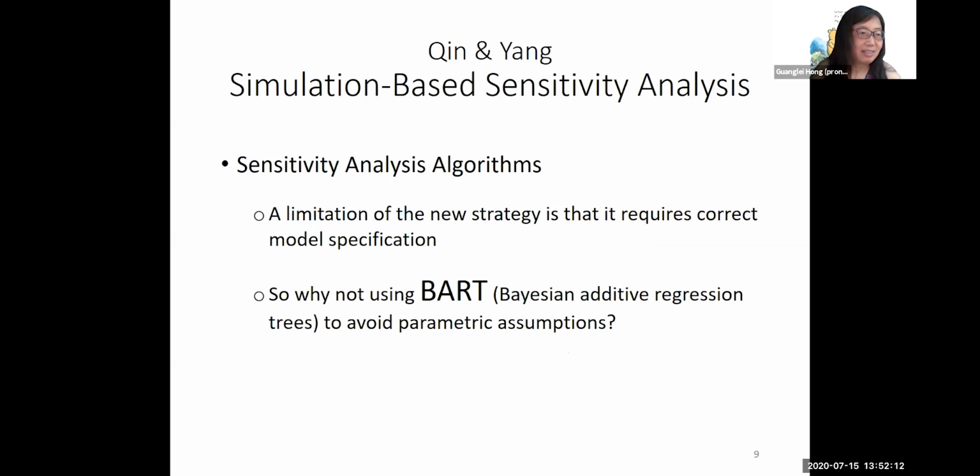Lastly, sensitivity analysis algorithms. I think you acknowledge that a limitation of the new strategy is that it requires correct model specification, right? So I was wondering, how about using BART, Bayesian additive regression trees, which was used in Brian's study to avoid parametric assumptions? Would that be an alternative way of carrying out this strategy?